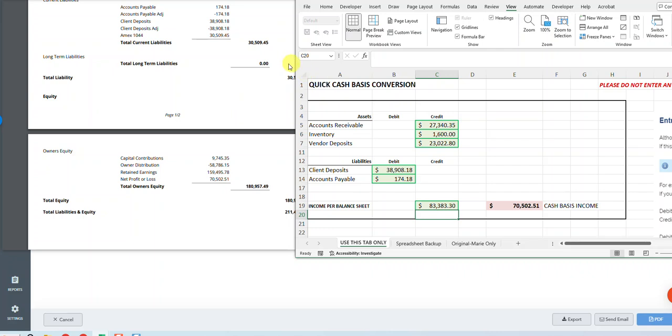It's ready. Now we can pay our estimated based on this, and we can reverse the journal entry back.